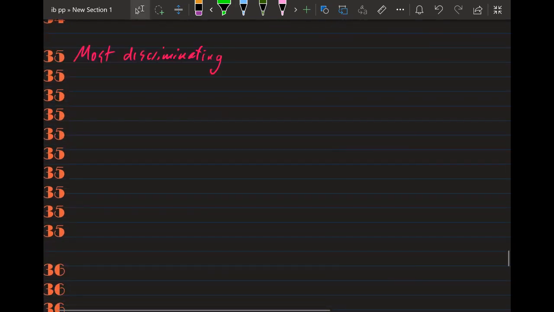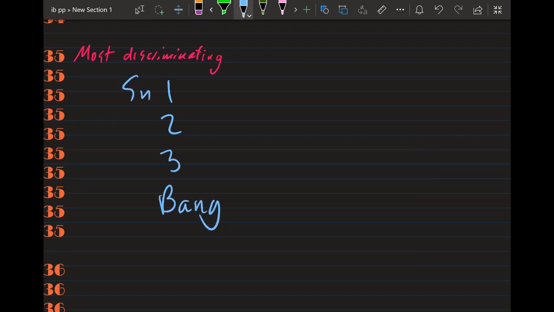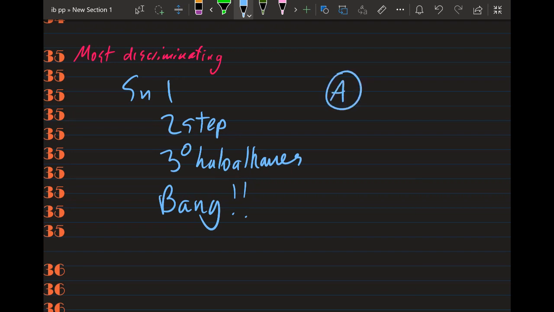35 is the most discriminating. A guy called Tent in Thailand told me his quick way of remembering it, which is 1, 2, 3, bang. SN1 is 2 steps for tertiary haloalkanes. And it's fast. So hopefully that will get me through. So A, 1 bromopentane follows SN1. 1 bromopentane is a primary haloalkane. Nope, only tertiary haloalkanes follow SN1.